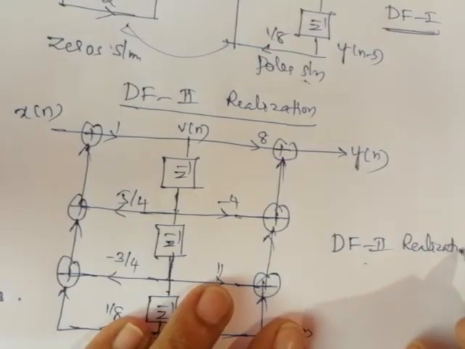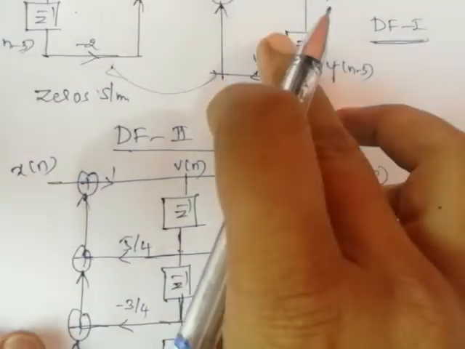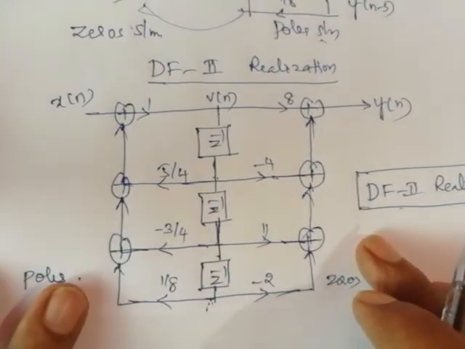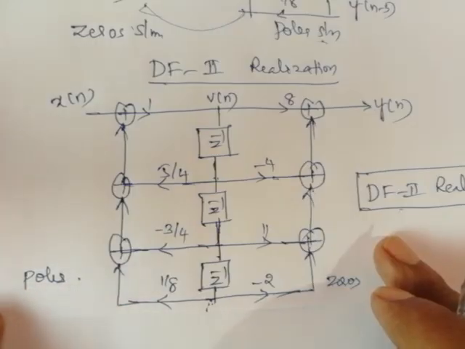Simply by observing the given system function, we can directly sketch direct form 1 and direct form 2 realization. This is the shortcut method of sketching, realizing the given filter in terms of DF1 and DF2 realization.